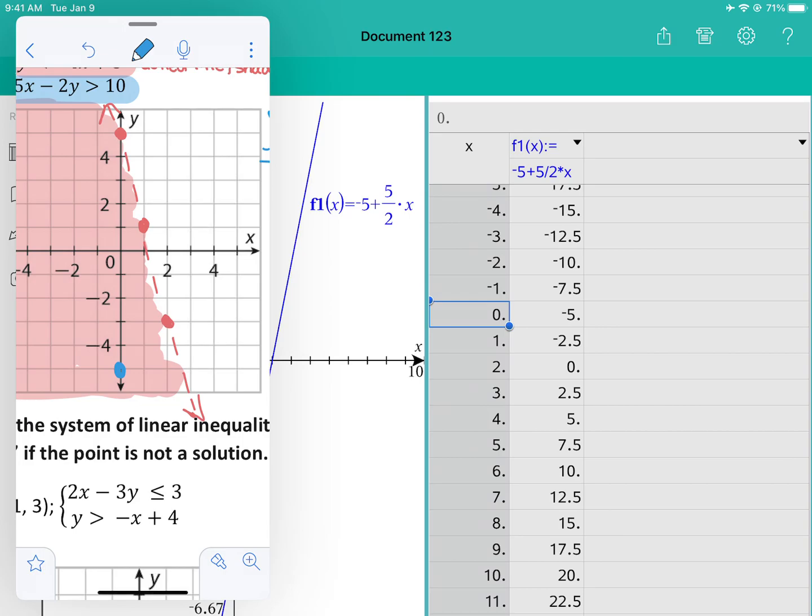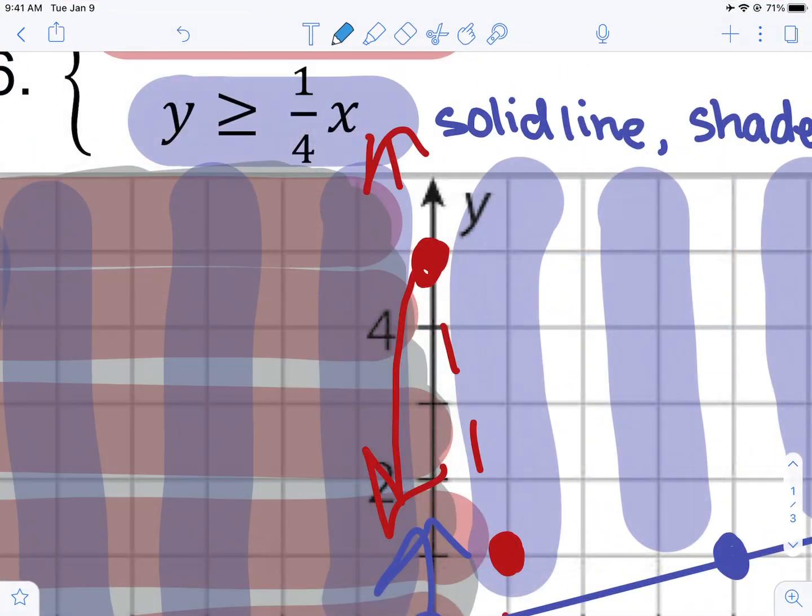1, negative 2.5. I can't graph that because I don't really want to graph decimals. I can graph it, I just don't want to. That's the real story. 2, 0. So that point is right here. And then I'm going to do the point 4, 5, which is right there. Okay. So now I'm going to go back to my notes.